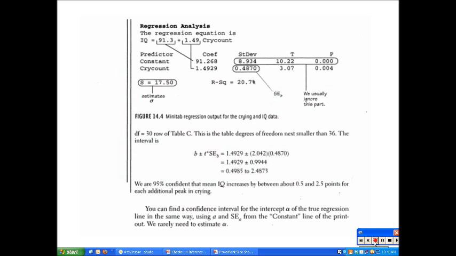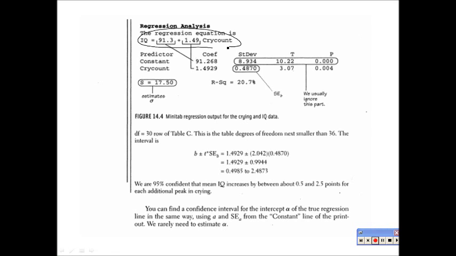Figure 14.4 shows the basic output for the crying study from the regression command in the Minitab software package. Most statistical software provides similar output. Minitab, like other software, produces more than this basic output. When you use software, just ignore the parts you don't need. The first line gives the equation of the least squares regression line. The slope and the intercept are rounded off there. So look in the coefficient column of the table that follows for more accurate values.